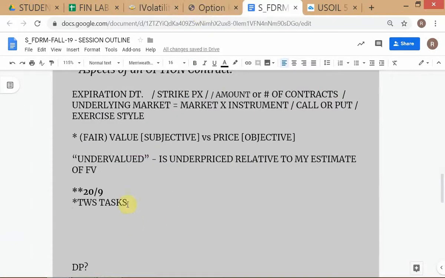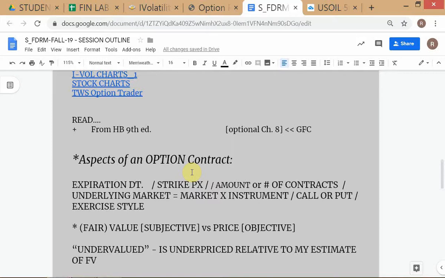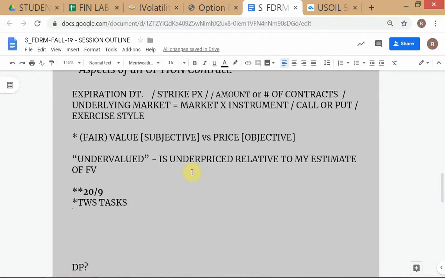Okay, so the reason I showed you this framework is first to drive home the difference between what we discussed here, when we were talking about option valuation models, which is the concept of fair value, and the concept that value is subjective and price is objective. We discussed a little bit about that, so we continue with that here.